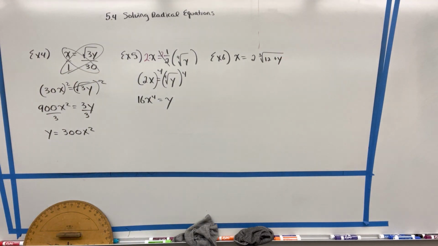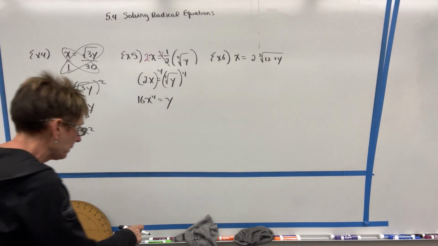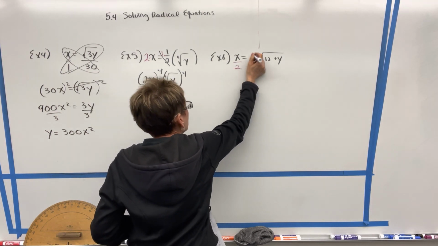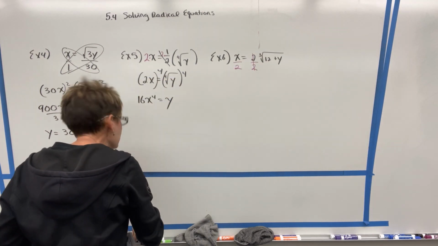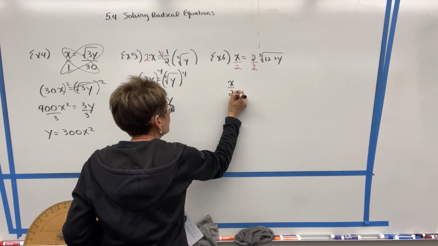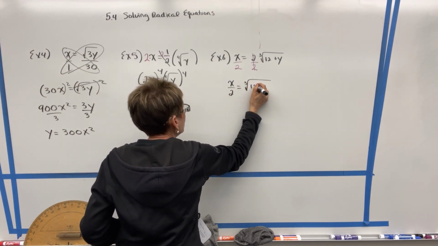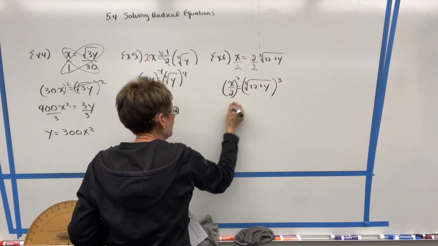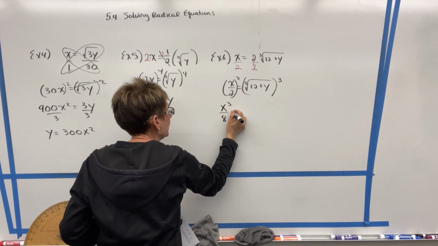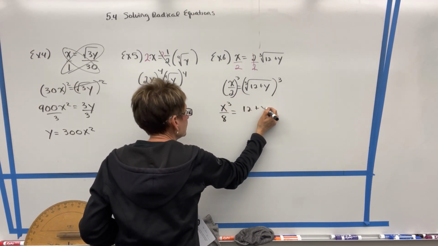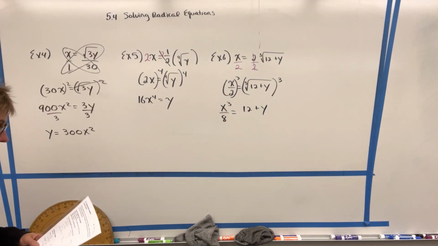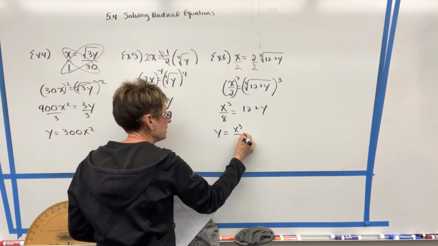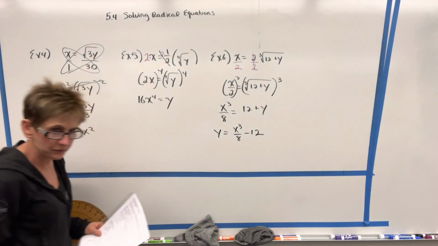Now, we have a radical on one side. If we want to isolate it, I would divide both sides by 2 so that that 2 cancels out. Now on the left, I've got x over 2 equals the cube root of 12 plus y. Again, we need to raise both sides to the 3rd power, so I have x cubed over 8 equals 12 plus y. Now, if I want to isolate the y, I would need to subtract 12. So I would have x cubed over 8 minus 12.